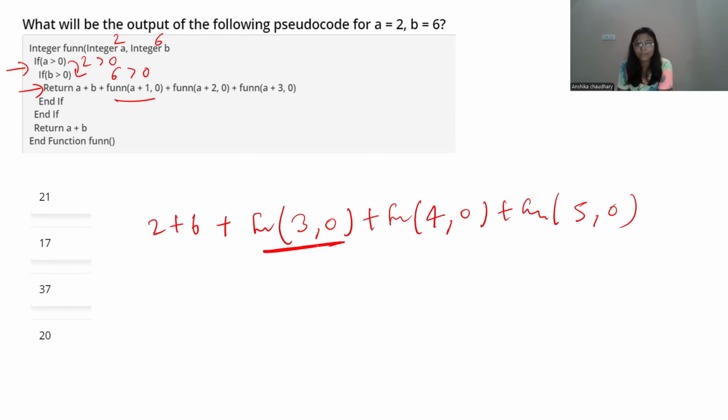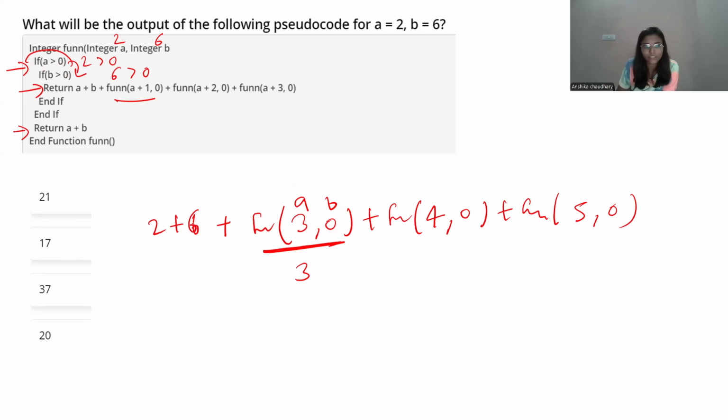So first we will make the function call for this. So this time a is 3, b is 0. So once again this function will be called and it will check if a is greater than 0. So 3 is greater than 0. Yes, the condition is true. We will come here in the function, if b is greater than 0. So this time 0 is greater than 0. This condition is false now. So we will go out of the if part and we need to return a plus b. That means 3 will be returned from this function, right?